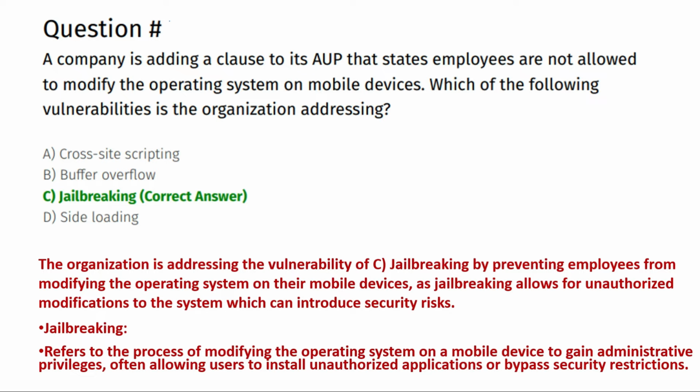So by preventing employees from modifying the operating system on their mobile devices, the company addresses jailbreaking, which allows for unauthorized modifications to the system that can introduce security risk. Jailbreaking refers to the process of modifying the operating system on a mobile device to gain administrative privileges, often allowing users to install unauthorized applications or bypass security restrictions. So that's why the correct answer for this question is option C, jailbreaking.